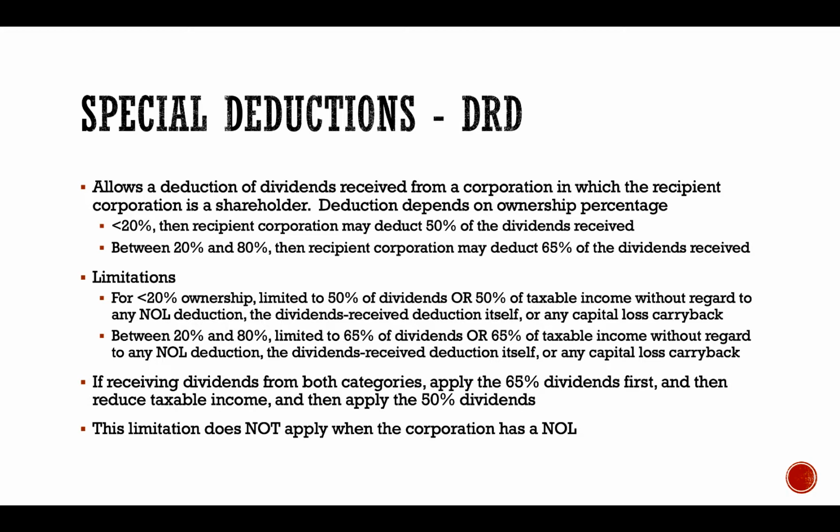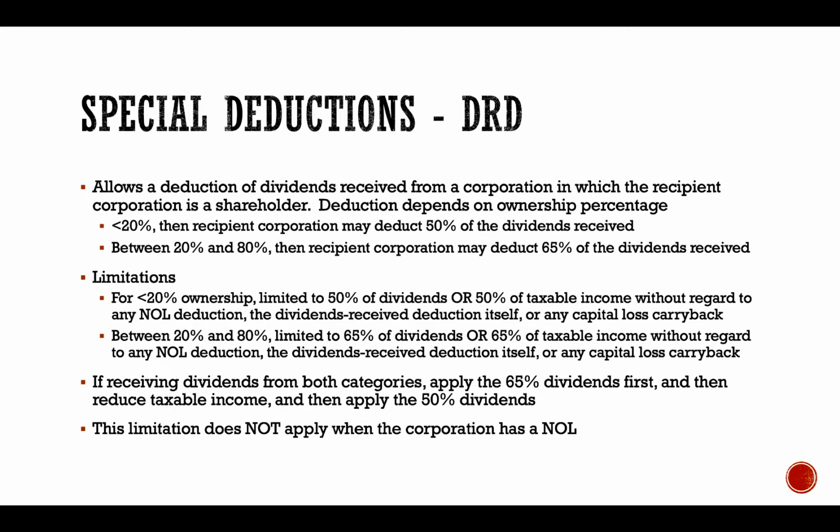The dividends received deduction is going to allow a deduction of dividends received from a corporation in which the recipient corporation is a shareholder. The deduction is going to depend on how much the shareholder owns of the corporation. So if the shareholder owns less than 20% of the corporation, the recipient corporation can deduct 50% of the dividends received. If they own between 20 and 80%, the recipient corporation may deduct 65% of the dividends received. Notice the recipient has to be a corporation for this to apply.